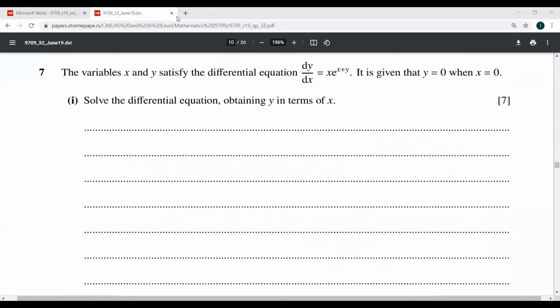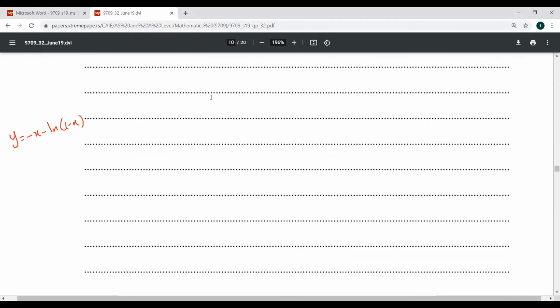So can you please tell me what was that equation? Because there is still one more part left here. So this is y is equal to minus x minus ln 1 minus x. Okay, so now we go into the second part, see what's there.